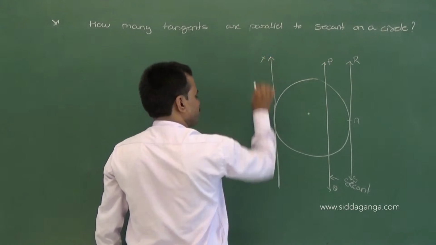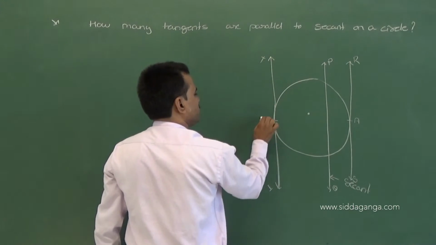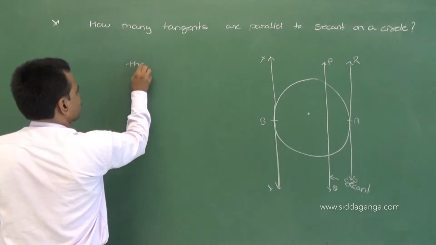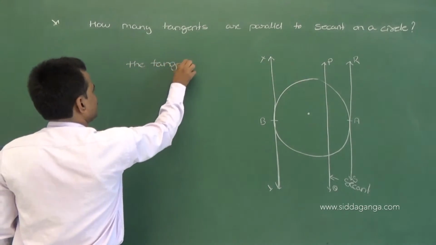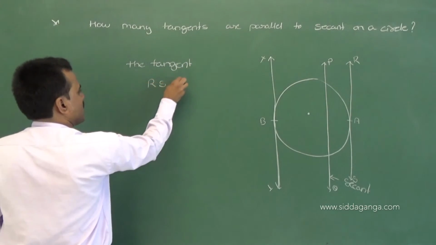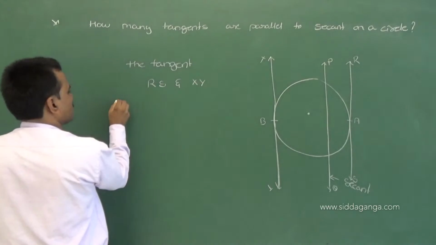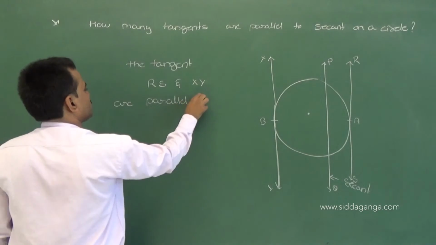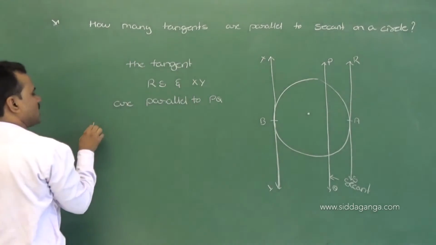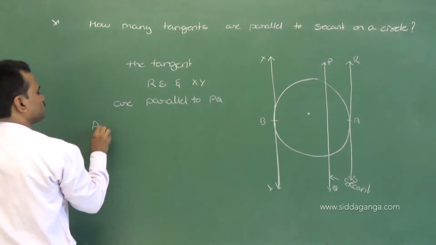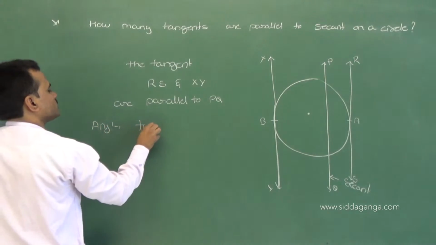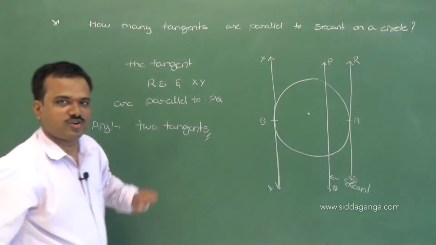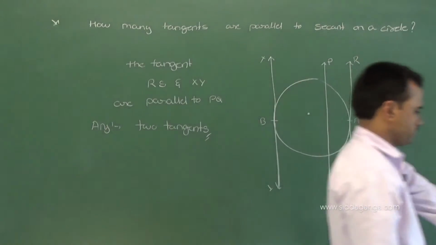One more tangent, XY. This meets the circle at a point B. No doubt, XY is also parallel to PQ. The tangents RS and XY are parallel to PQ. So the answer is two tangents. Correct now? Two tangents. These are three very important questions.